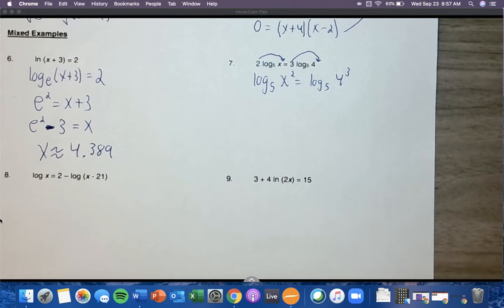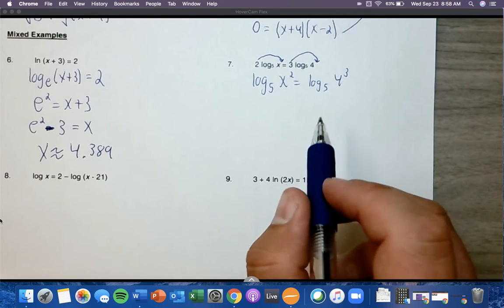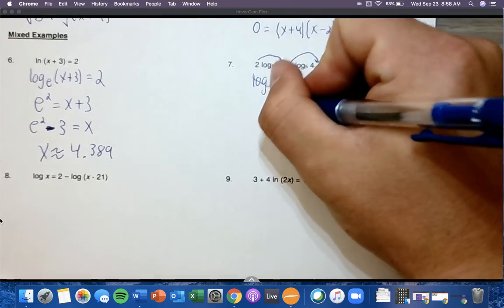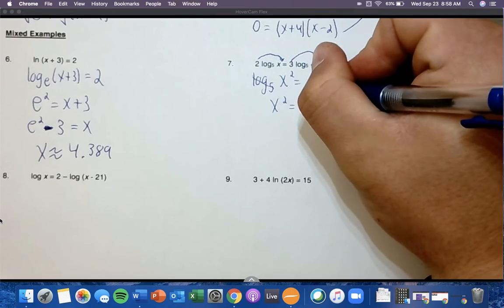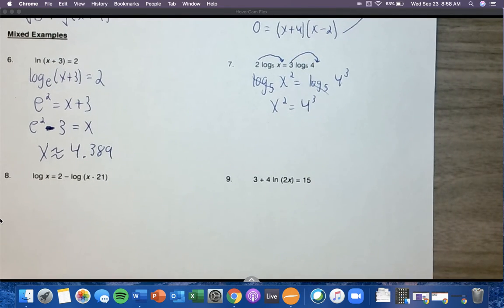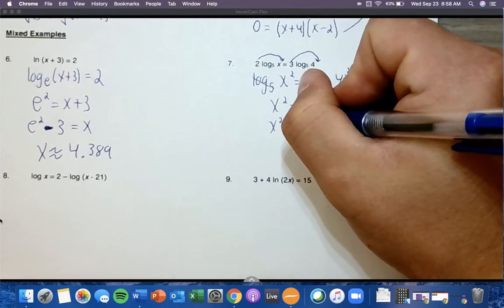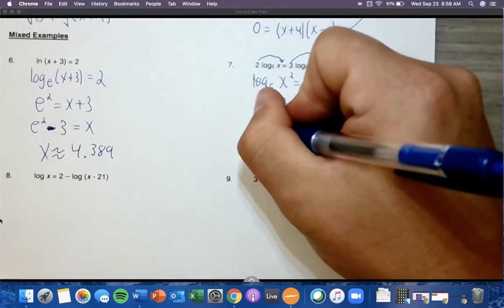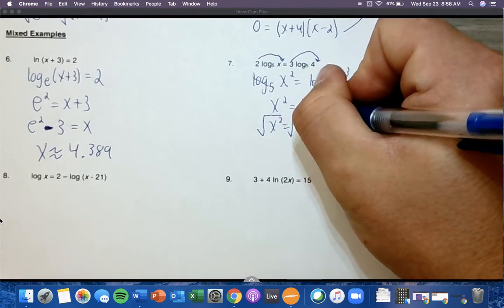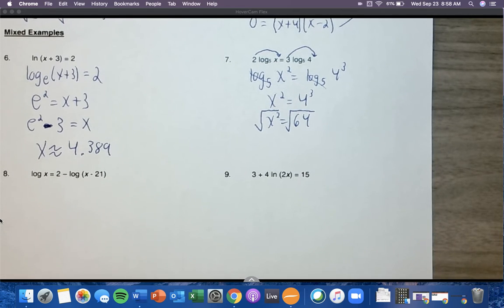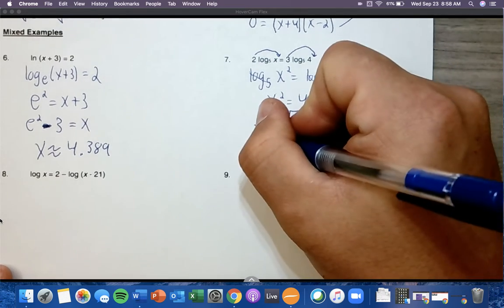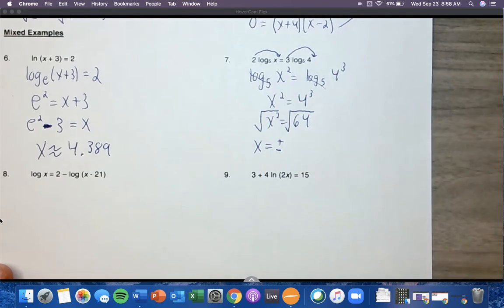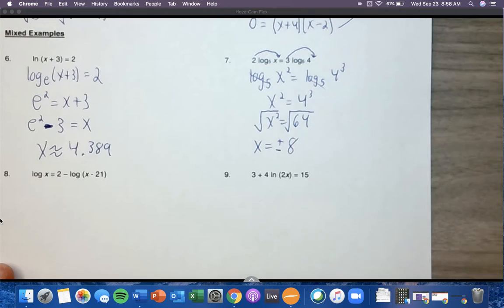Now we have two logs that have the same base, so we can just drop the logs and say x squared is equal to 4 cubed. Well, 4 cubed is just 64. So now we have x squared equals 64. We know we just have to take the square root. What's important to remember here is that when we take the square root, we're going to get x is equal to plus or minus 8.